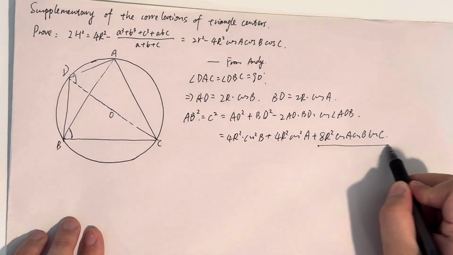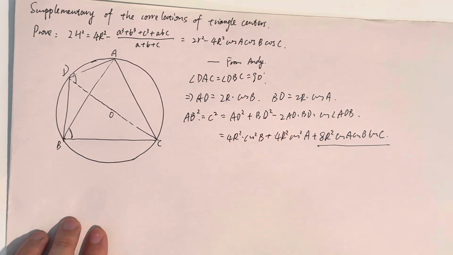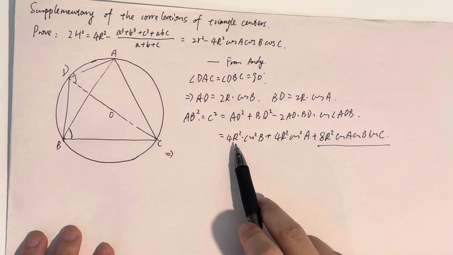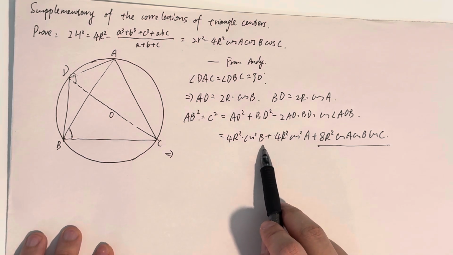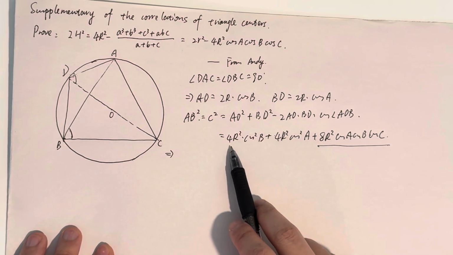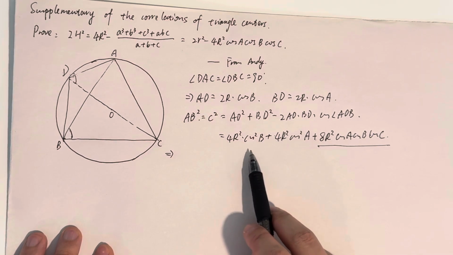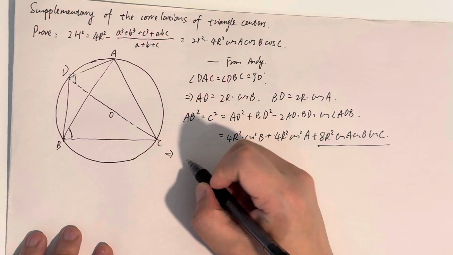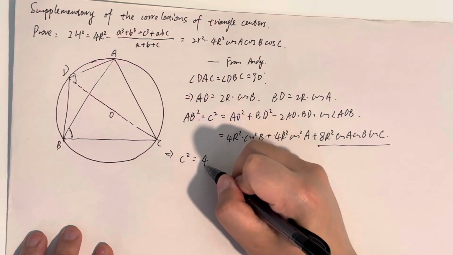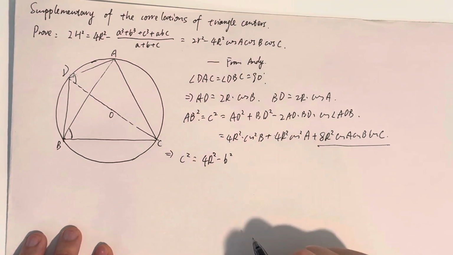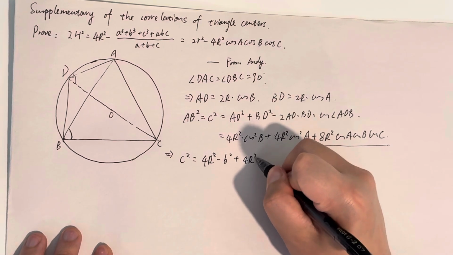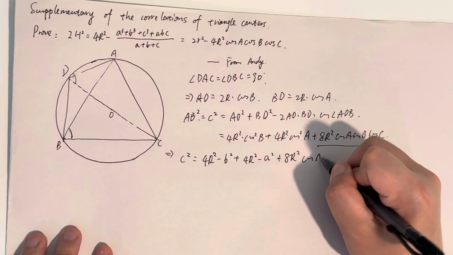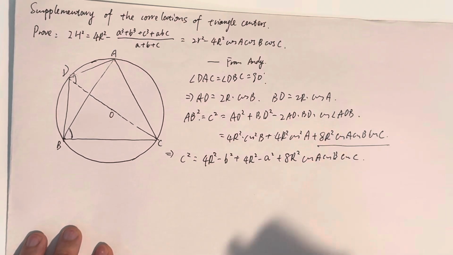Now we can see we actually find this term, right? We just need to reform it, which means 4r squared times cosine squared B can be rewritten as 4r squared minus 4r squared times sine squared B, which means C squared equals 4r squared minus B squared, right? Plus 4r squared minus A squared plus 8r squared cosine A cosine B cosine C, right?